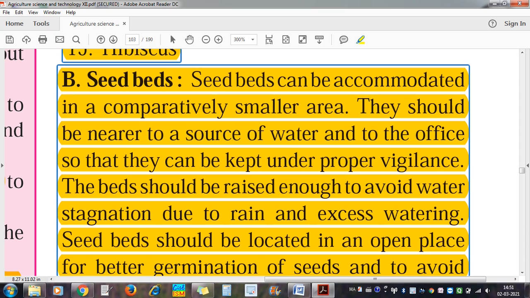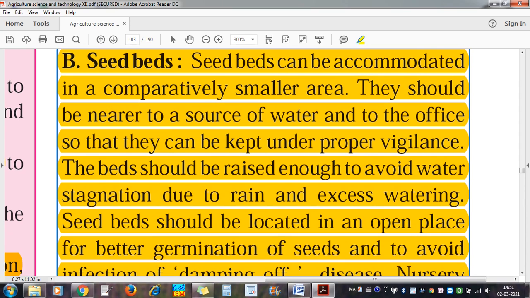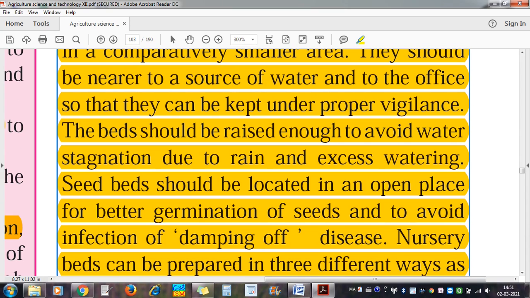Now the second thing, that is the seed beds. Now these seed beds are another important part. Seed beds require a comparatively smaller area. They should be close to the source of water. They should be close to the office, so care can be taken and supervision can be done. So for supervision purposes, the seedbed area should be close to the office.